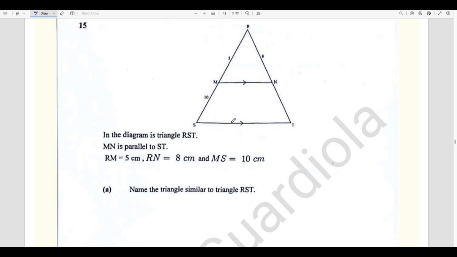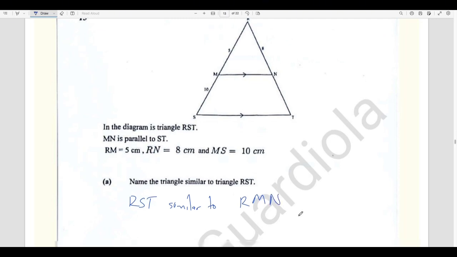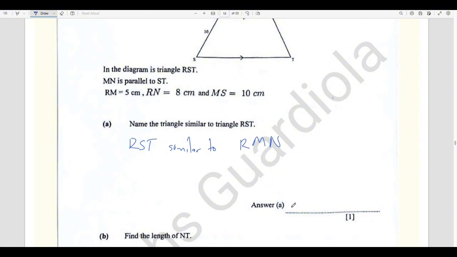So if 2 triangles are similar, then their internal angles are equal and the sides are proportional, okay? The sides are not equal, only the angles will be equal, but the sides are proportional. So they've got the same shape, but they do not necessarily have the same sides. If they have the same sides, they're said to be congruent. In this case, RST is similar to RMN. So the ratio and the order of their sides is also equal, RMN.